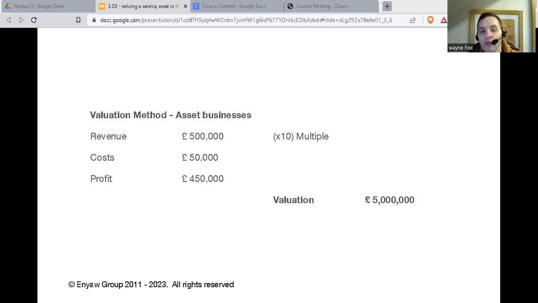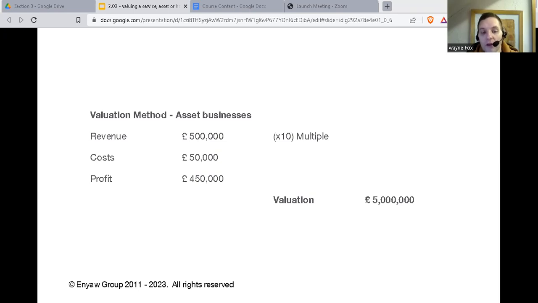So let's take the previous example. Let's say it's a property landlord and they get rental income every year of £500,000. That revenue figure is then multiplied by a factor to get the valuation. Different industries differ as to what the multiple is, but generally you could say it's around 8 to 12 times revenue. So for a business that has £500,000 revenue, a 10 times multiple, that would mean that business is worth £5 million. And there are various factors that affect what that multiple will be.